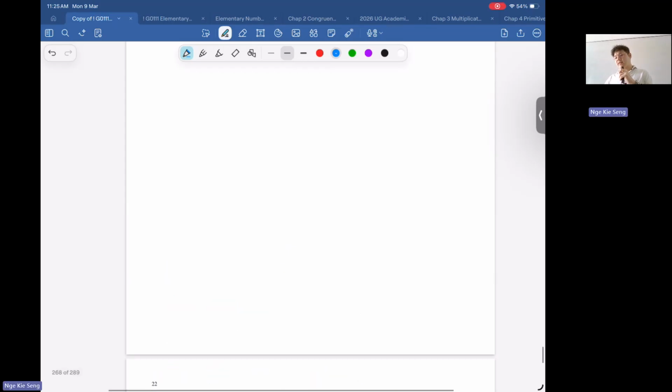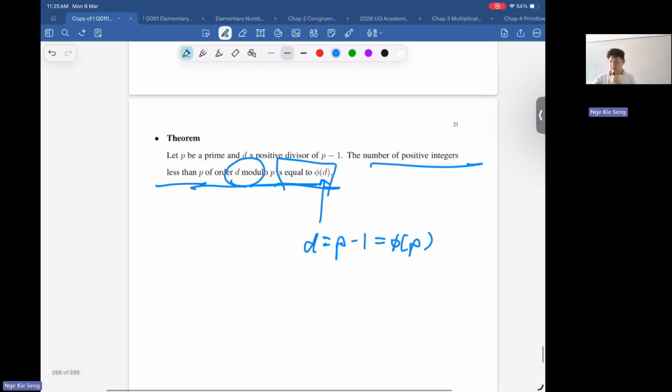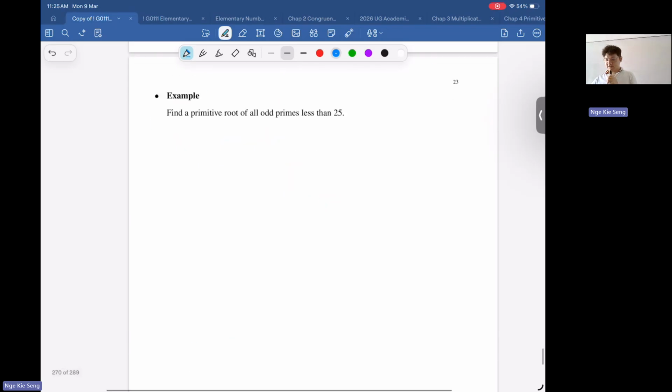But that statement didn't talk about existence, but this theorem talks about existence. It has exactly p minus 1 of them. Okay, so far okay or not? So let's do one exercise.